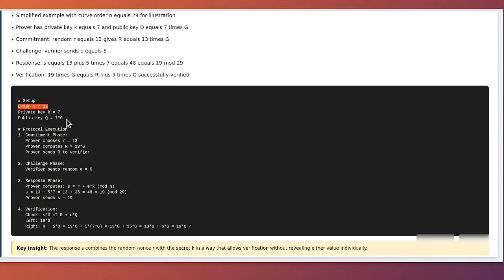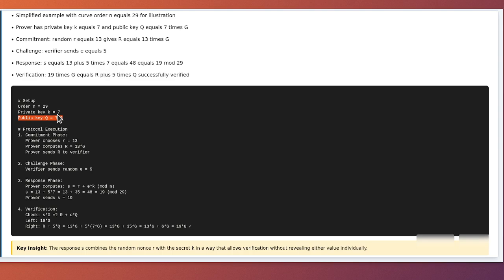Setup phase. The prover has a secret private key K equals 7. They compute their public key Q equals 7 times G. Everyone knows G and Q, but only the prover knows K equals 7. The prover wants to prove they know K without revealing it. Now we begin the protocol execution.